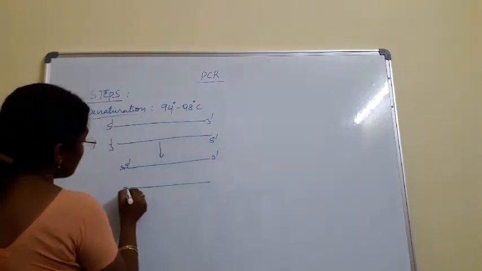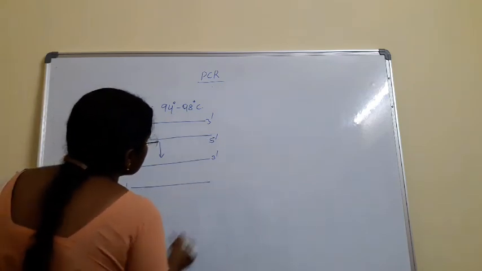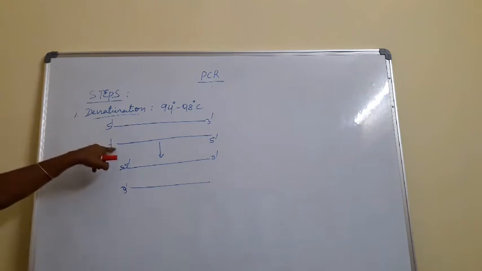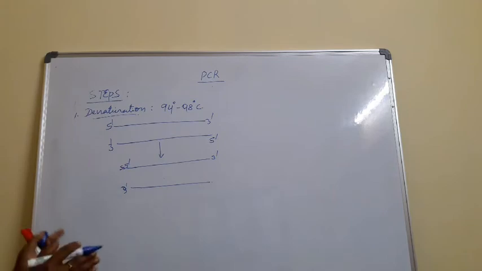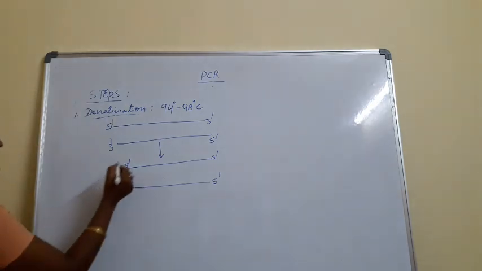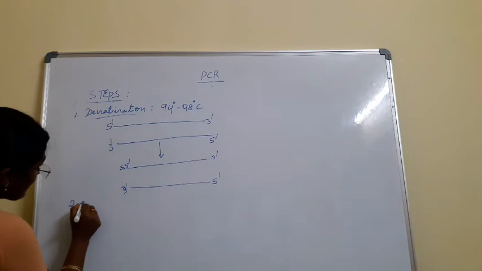This process is known as DNA denaturation. This step is carried out at 94 to 98 degrees centigrade. The double-stranded DNA denatures into 2 single-stranded DNAs. Next step is primer annealing.